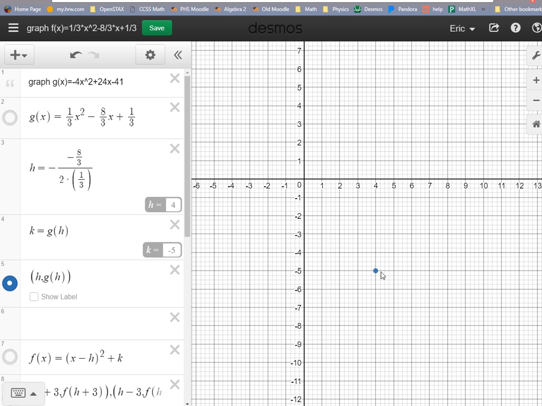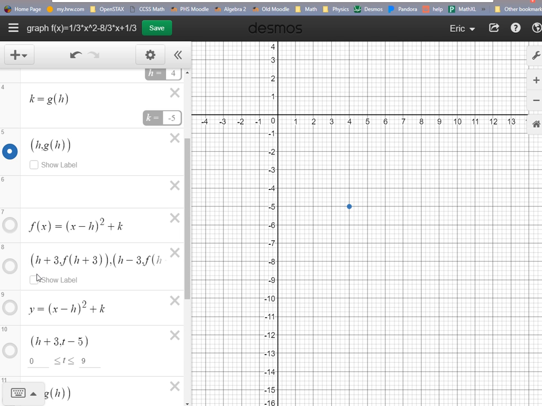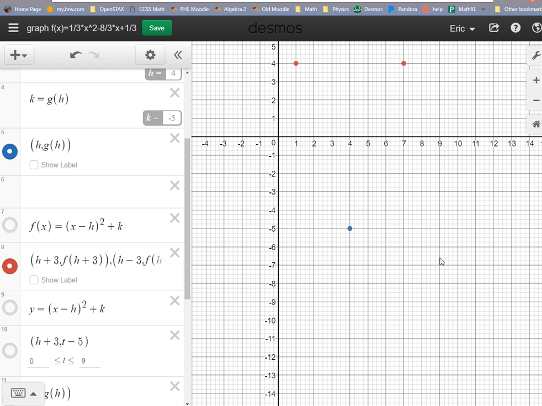Okay, everybody agree that's our spot? 4, negative 5, that's our vertex? Okay, so let's put our parent graph in. Normally, we would go over 1. Now, I picked these. How come? Because 3 is a good multiple of 3.